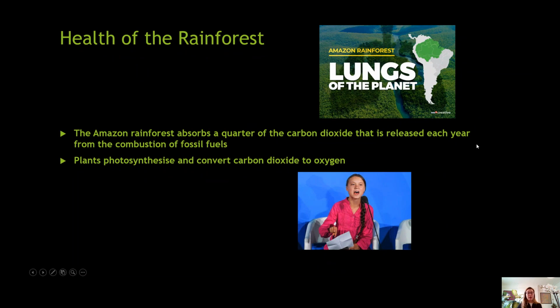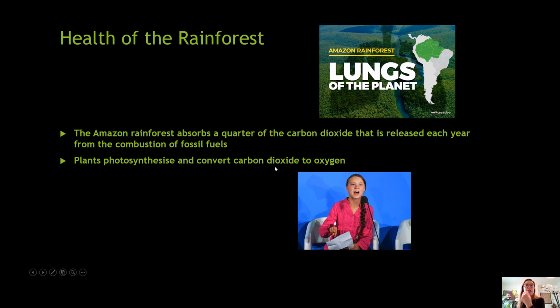Now, we've learned so much about the amazing properties of the rainforest and what it does to our everyday life. We need to, for a moment, think about the health of the rainforest. So the Amazon rainforest absorbs a quarter of the carbon dioxide that is released each year from the combustion of fossil fuels. So the combustion of fossil fuels contributes and causes climate change, so the heating up of the earth.